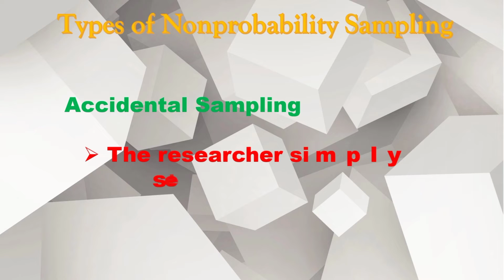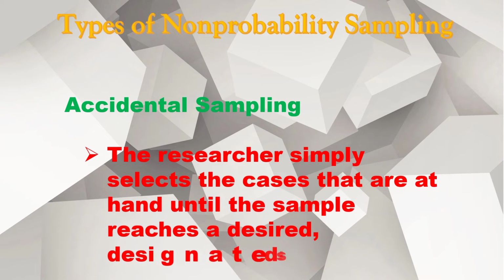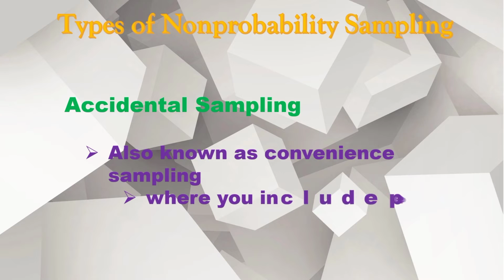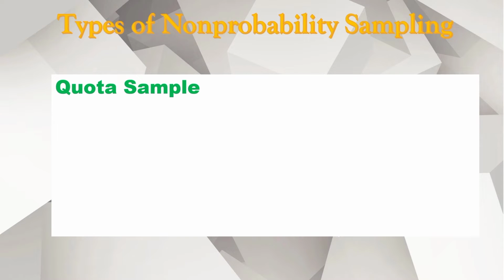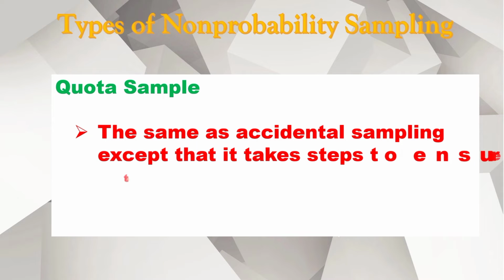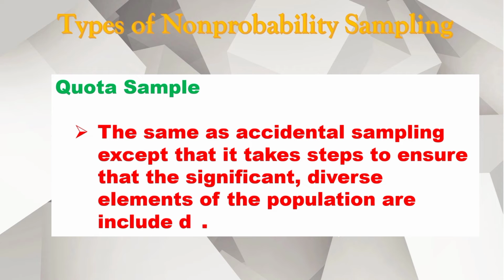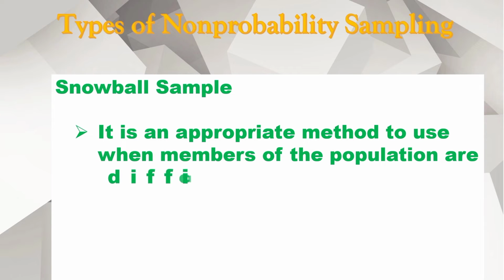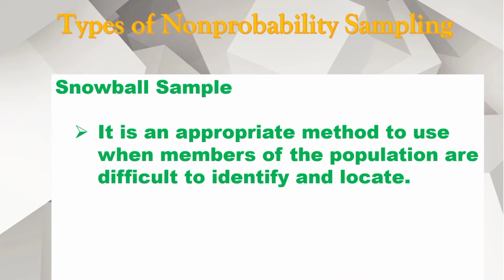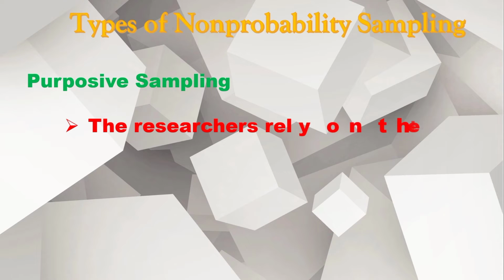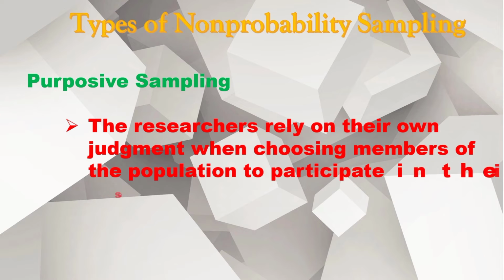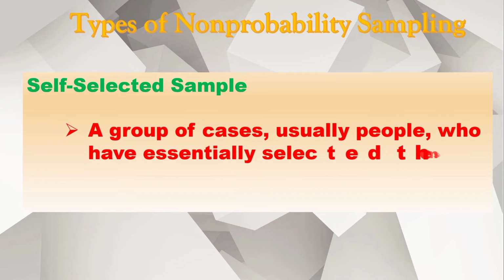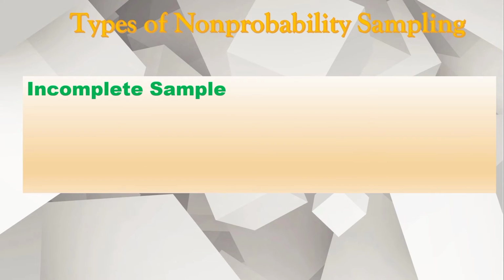Accidental sample. The researcher simply selects the cases that are at hand until the sample reaches a desired, designated size. Also known as convenience sampling, where you include people who are easy to reach. Quota sample. The same as accidental sampling, except that it takes steps to ensure that the significant, diverse elements of the population are included. Snowball sample. It is an appropriate method to use when members of the population are difficult to identify and locate. Purposive sample. The researchers rely on their own judgment when choosing members of the population to participate in their surveys. Self-selected sample. A group of cases, usually people, who have essentially selected themselves for inclusion in a study. Incomplete sample.